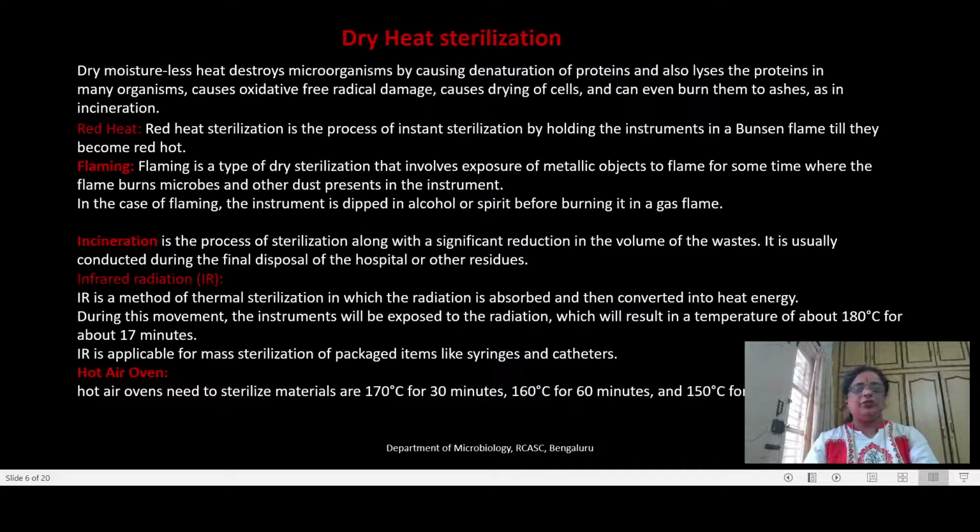And the hot air oven, one of the common methods of sterilization, where we have the equipment, the hot air oven, in which the glasswares or whatever has to be sterilized we are going to keep there and set the temperature to 170 degrees Celsius for 30 minutes, or 160 for 60 minutes, or 150 degrees Celsius for 150 minutes. Here the microorganisms get destroyed by the denaturation of protein, and also they get burnt into ashes. This is about the dry heat method of sterilization. The dry heat method of sterilization includes red heat, flaming, incineration, infrared radiation, and hot air oven.